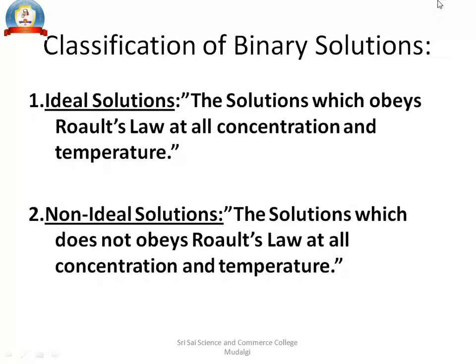Now we know what is meant by binary solution. It is nothing but a mixture of two pure components, right? So we have discussed the definition part. Now, when we go for the classification of binary solutions, it can be classified into two main types or classes. One is referred to as an ideal solution, and the second is referred to as a non-ideal solution. Now, what do you mean by an ideal solution and non-ideal solution?